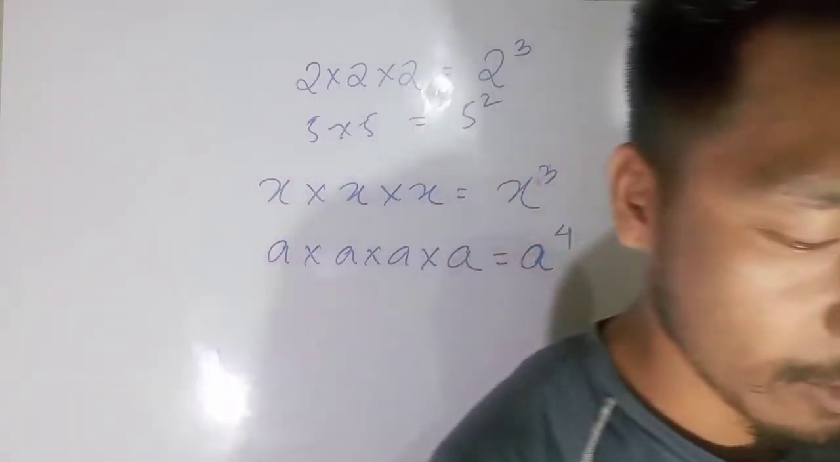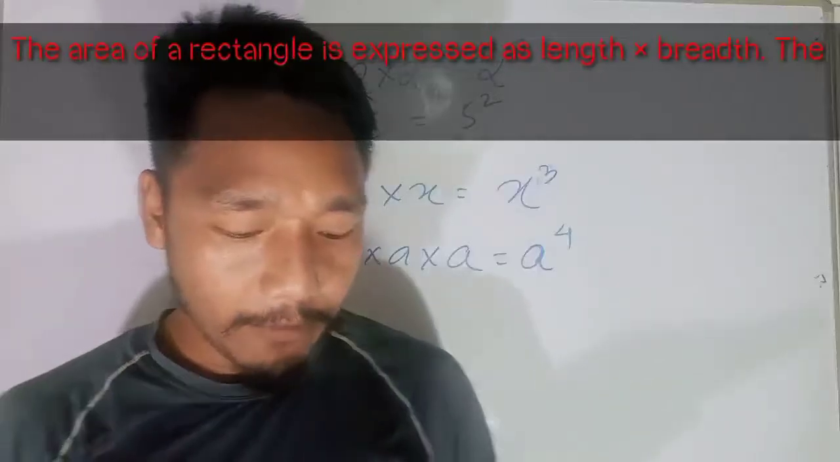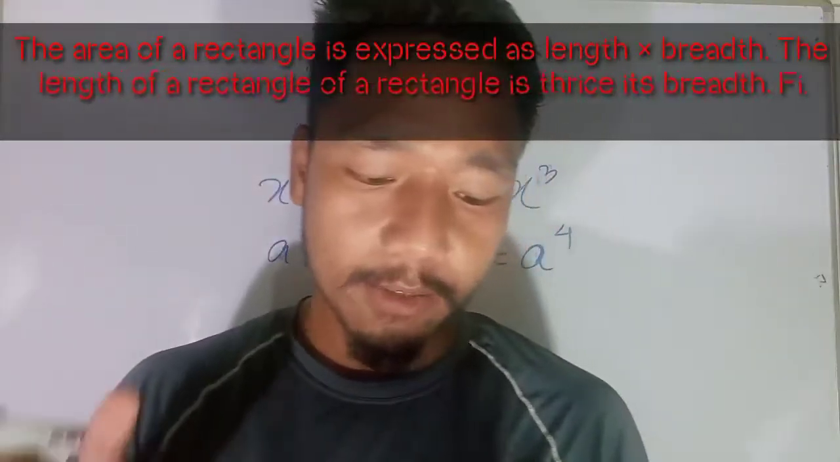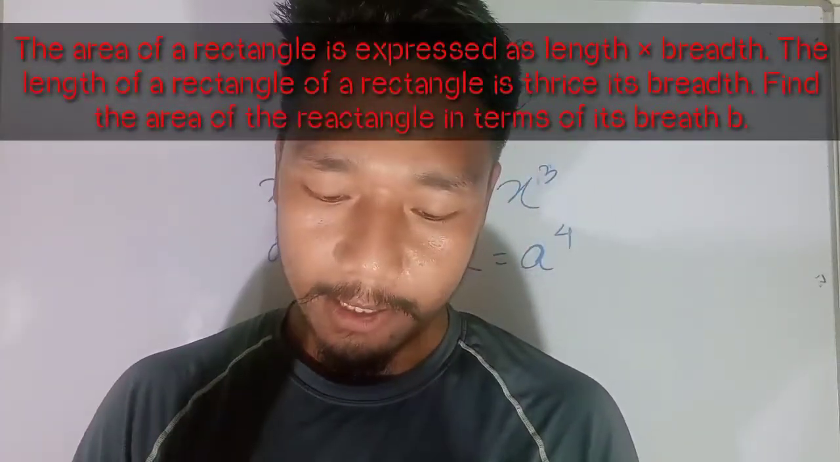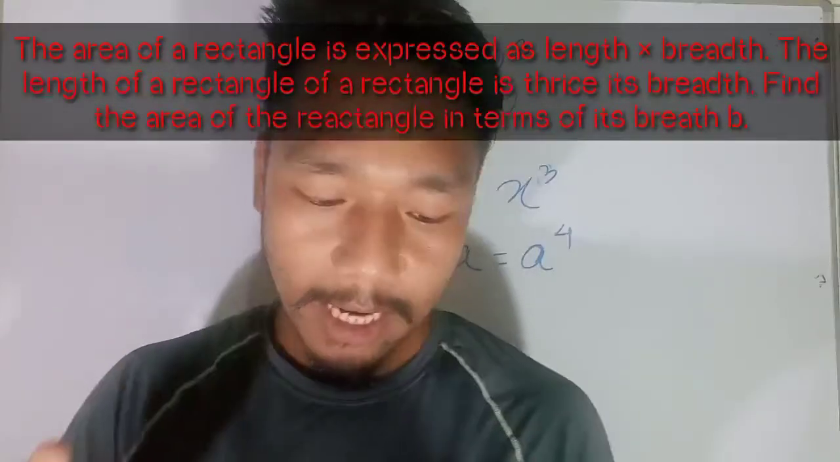Okay, so let's go with the question, that is question number 6.1, and the question will be shown on your screen. The area of a rectangle is expressed as length times breadth. The length of the rectangle is thrice its breadth.